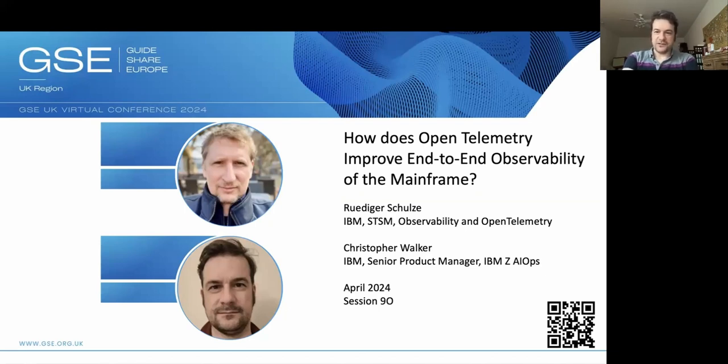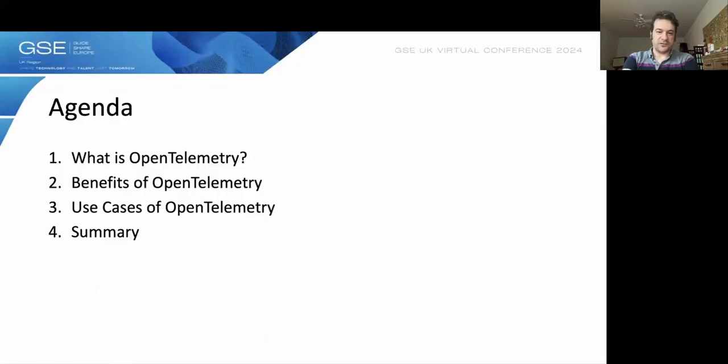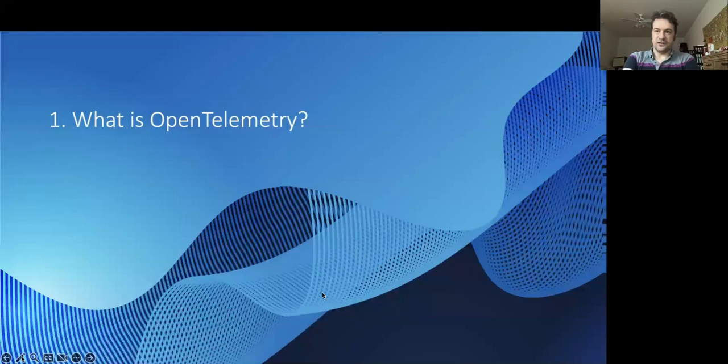So we're going to jump into the topic of OpenTelemetry today. We're going to run through what OpenTelemetry is, the benefits around it, and then the main part of the presentation is going to be around some of the key use cases of exploiting OpenTelemetry. And then at the end, we'll run through the details and you'll have the opportunity to answer questions. So I will start with the overall topic of OpenTelemetry.